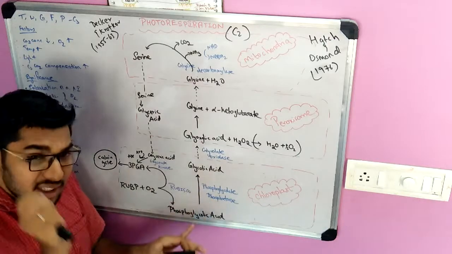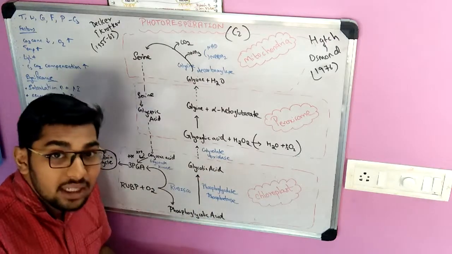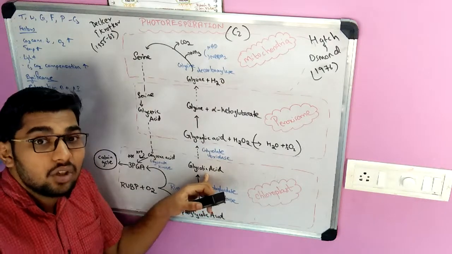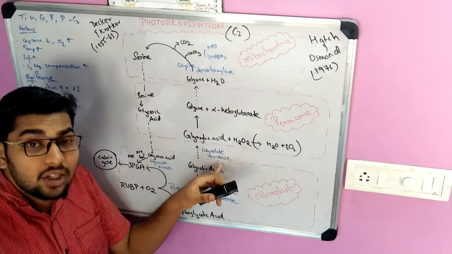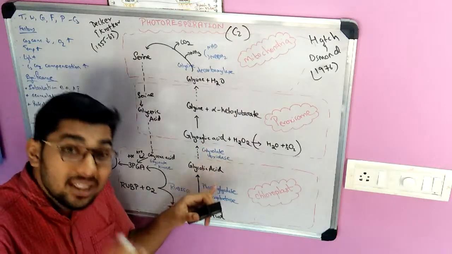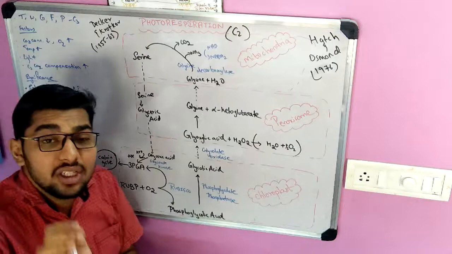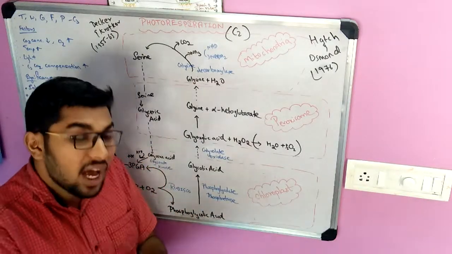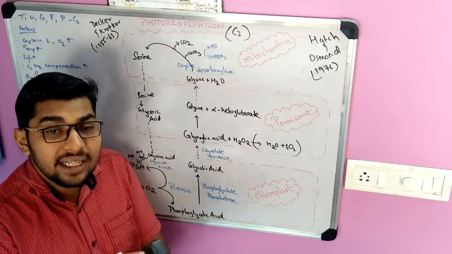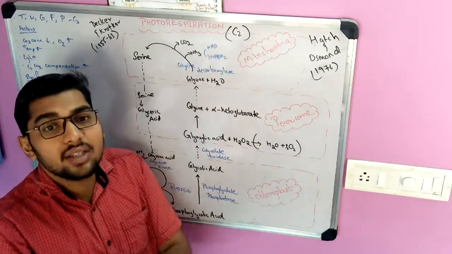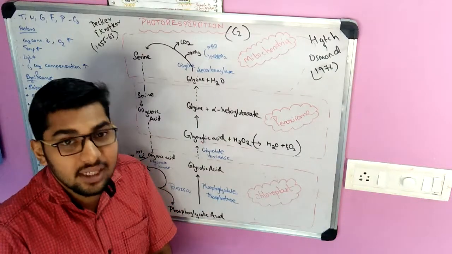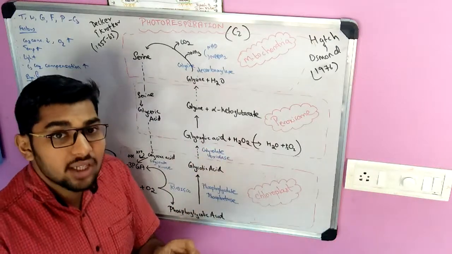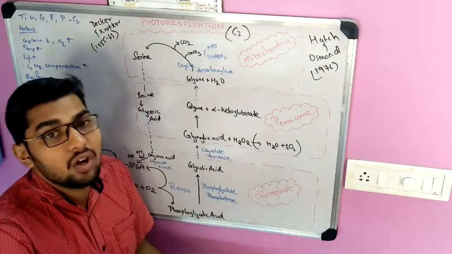There is just a minute difference between glycolic and glyoxylic. Glycolic acid undergoes oxidation in the presence of glycolate oxidase to form glyoxylic acid and hydrogen peroxide. This hydrogen peroxide is highly toxic to plants. So as and when hydrogen peroxide is formed, it is broken down to form water and oxygen in the presence of the enzyme catalase. H2O2 is formed along with glyoxylic acid, and since it is toxic, it is broken down into water and oxygen.